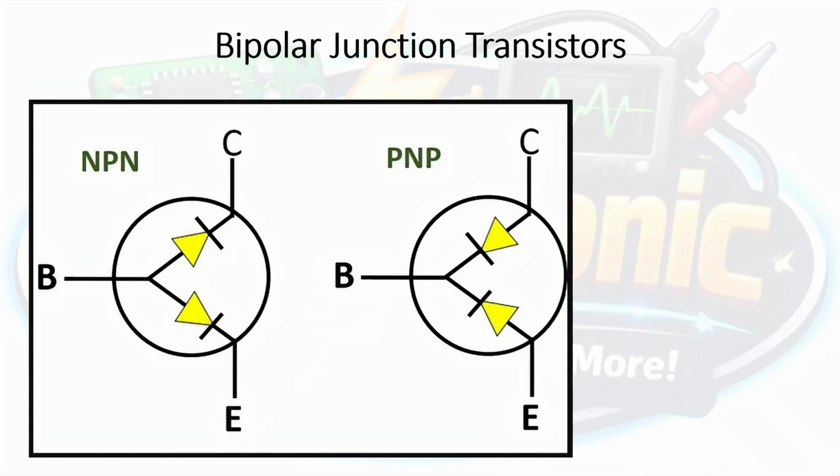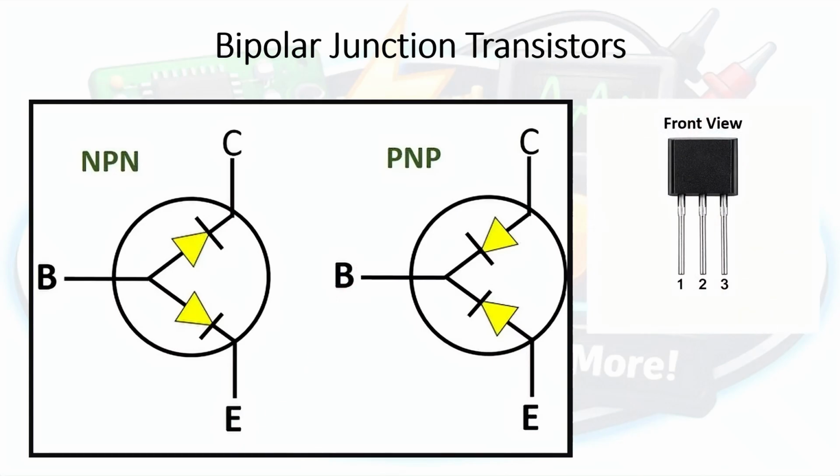Now, the actual transistor looks like this. Here we see the front view of the transistor, so what is facing you right now is the flat face of that transistor. Now, with the flat face facing you, we will number the pins, or the legs, of the transistor as follows. Pin number 1 is the left leg. Pin number 2 is the middle leg or the middle pin. Pin number 3 is the pin on the right or the leg on the right.